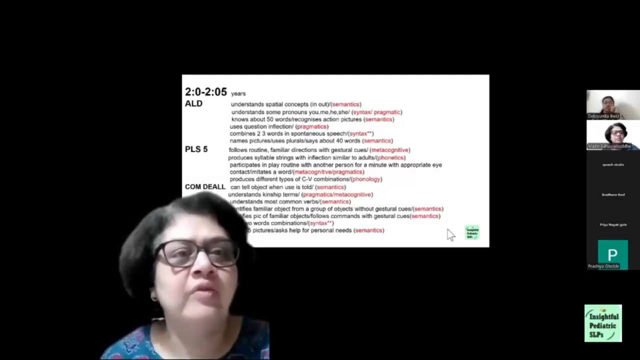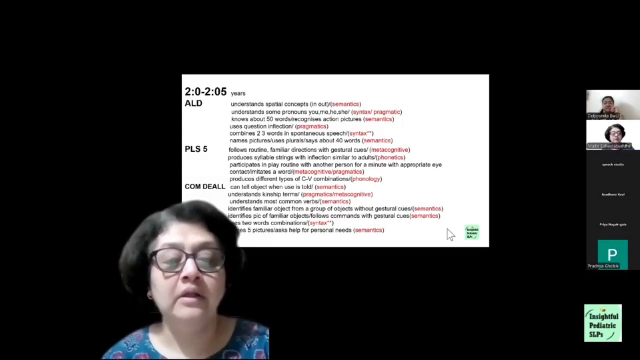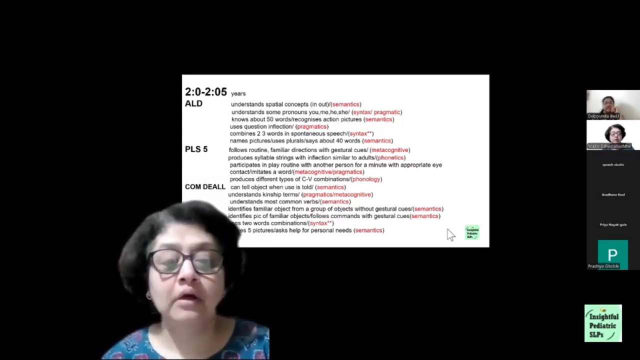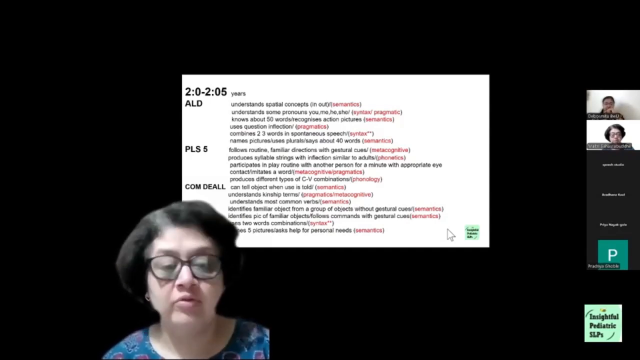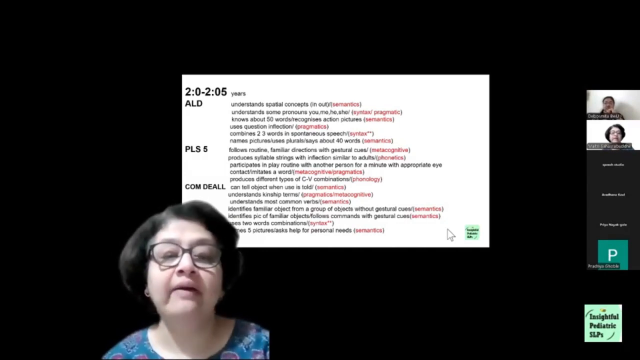It was not 0.5, it was 2.5. Sorry for the error there. ALD, the assessment of language development. If you see the item analysis that I have put for her, it talks... Can you see the ones in red that I have talked about?